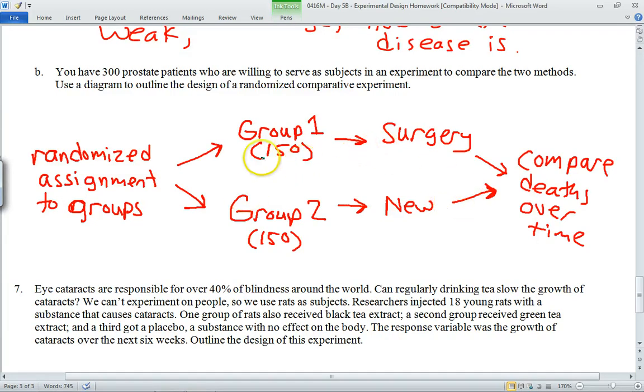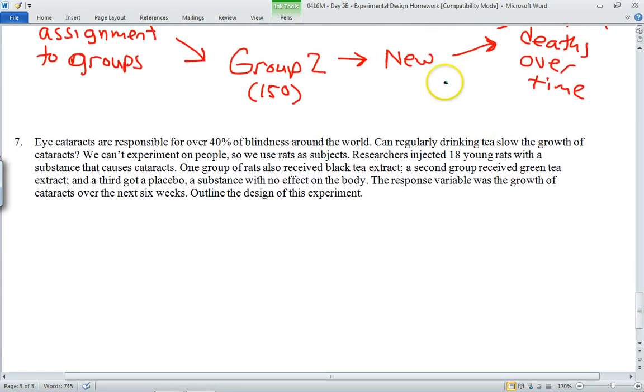Because if we find that with these randomly selected groups, the surgery group still has fewer deaths and the new method still has more deaths, then we can more safely conclude that the surgery method is more effective at preventing death than the new method is. But who knows? We might find out that the new method with a random study is more effective. We'll have to do that study and find out.